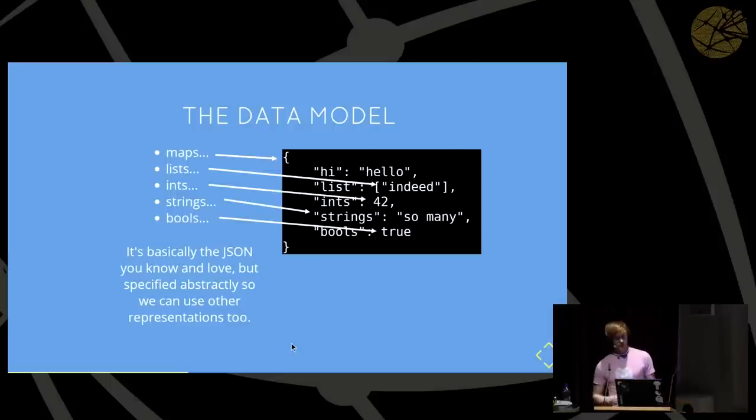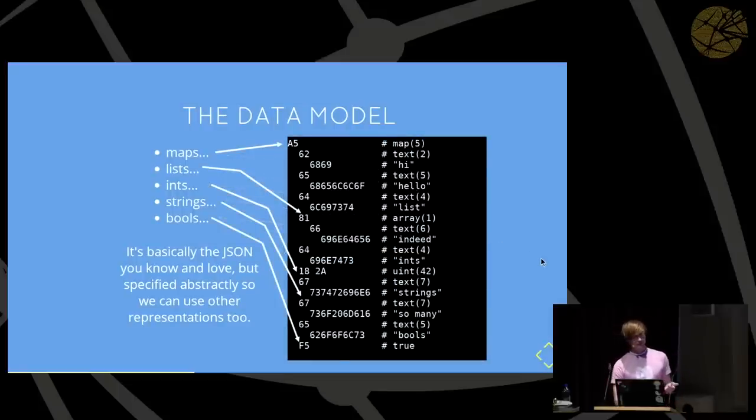Just to make it visual, here's an example of a JSON object and all of our favorite concepts. I'm going to call these kinds throughout the rest of the talk. Map is a kind, list is a kind, int is a kind. JSON has all of these things, and we can follow my crudely drawn arrows here to see them.